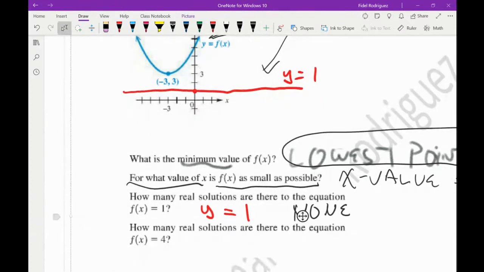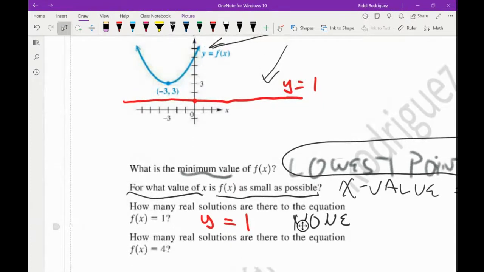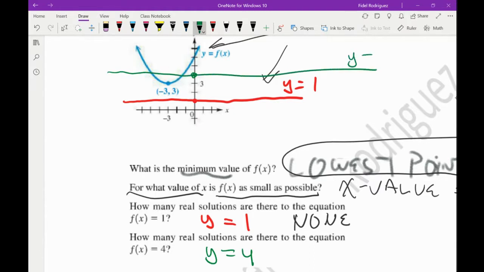Now, look at number 4. It says, how many real solutions are there to the equation f of x equals 4? I'm going to do the same thing. Now I'm going to go y equals 4. So here's 3. This is 4. Okay? I'm going to draw a horizontal line at y equals 4. Okay. And my question to you is, how many times does the blue graph hit that green line? Twice.